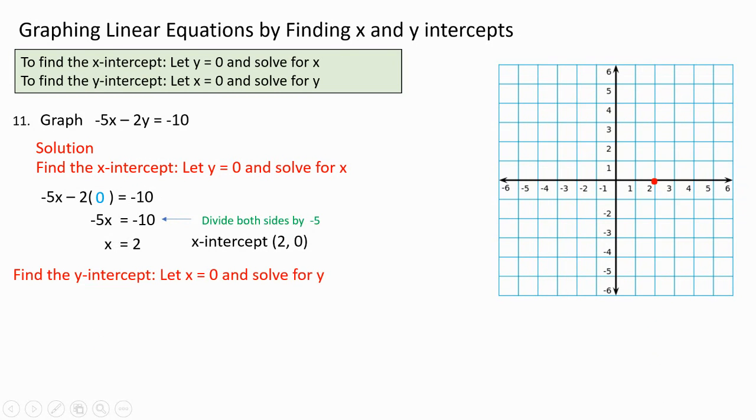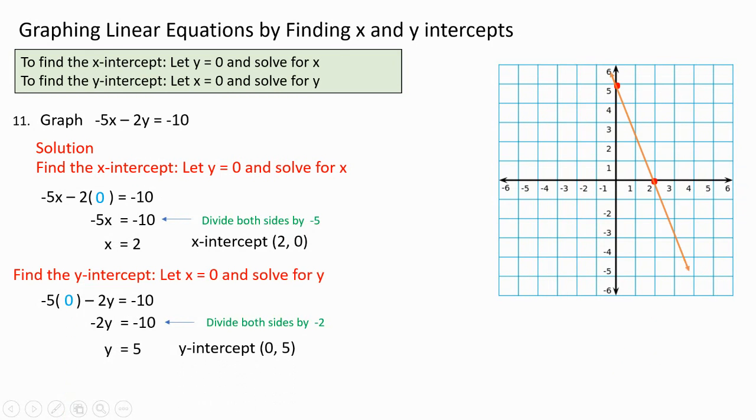To find the y-intercept, we let x equals 0 and solve for y, right? So this is my x, so I'm going to let x equals 0, plug in the 0 there. We divide both sides by negative 2, and y equals 5. So my y-intercept will be (0, 5). Then we plot those 2 points and we make our line. (0, 5) will be about right over here on the graph, and we connect the 2 points. That's my line.